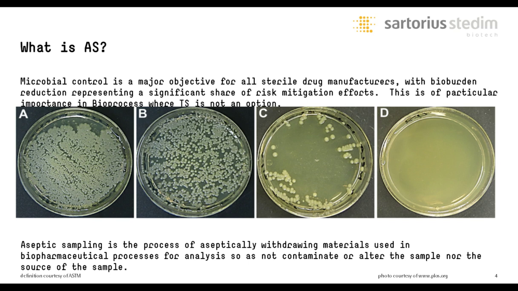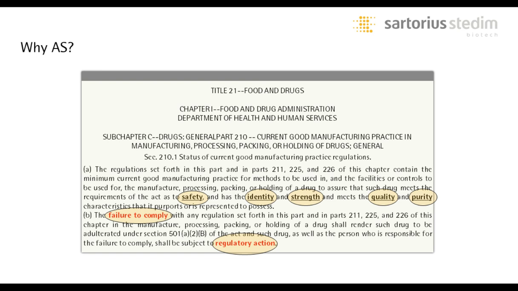So let's start off by making sure that we're all on the same page. What exactly is aseptic sampling? Well, it's the means by which we can aseptically withdraw material from the manufacturing process for analysis while not contaminating or altering the sample or the source of the sample itself.